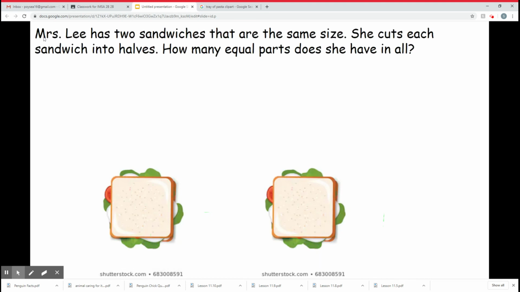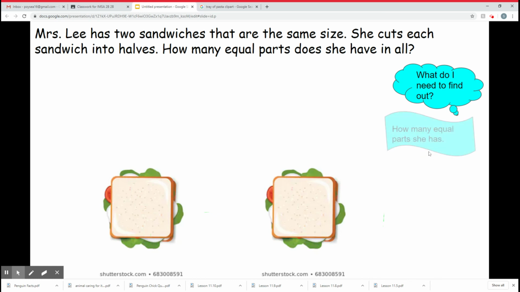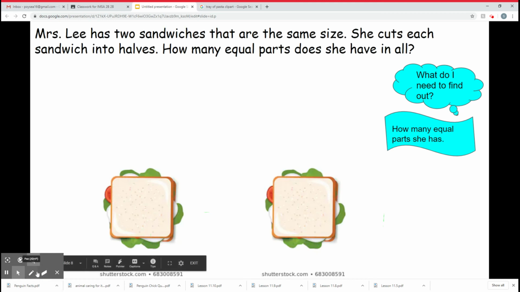Okay, so now let's look at this. Mrs. Lee has 2 sandwiches that are the same size. She cuts each sandwich into halves. How many equal parts does she have in all? So let's see. What do I need to find out? It's different than the ones we've done before. We need to know how many equal parts she has in all. Okay, so how do I figure that out?